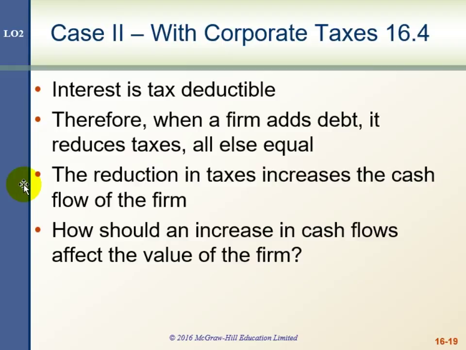Now, if we add corporate taxes, the idea of case 2 with corporate taxes, we recognize that there's an interest tax shield, which is created by the fact that we get to deduct interest as an expense for tax purposes. And so the implication of that is that when the firm adds debt, it reduces the amount of taxes, and therefore there's a value to the tax shield. The tax shield is that deductibility of debt. And it turns out that the value of the tax shield is just equal to the amount of the debt times the corporate tax rate. And we'll see how that works out in a bit.